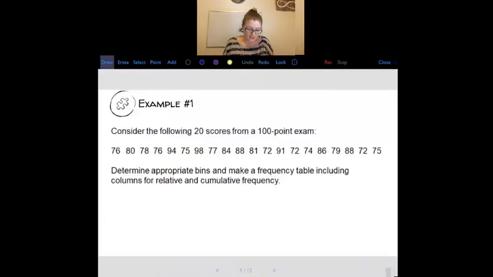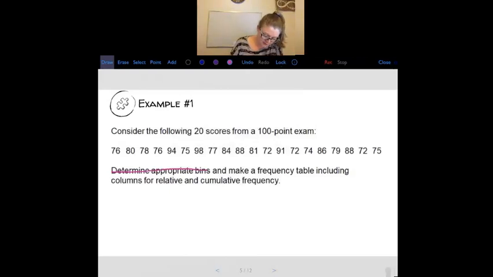Okay. So example number 1, consider the following 20 scores from a 100-point exam. So we have our data set of scores. The problem in your book says determine the appropriate bins, but we'll always give you those. And bins are specific groupings. So when you have your data set that contains numbers, sometimes it's helpful to group them so that when you go to plot it, we're looking at those groupings of numbers.